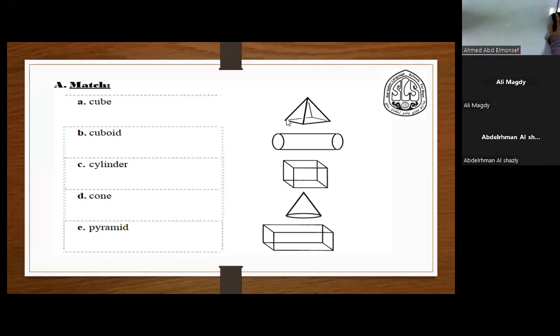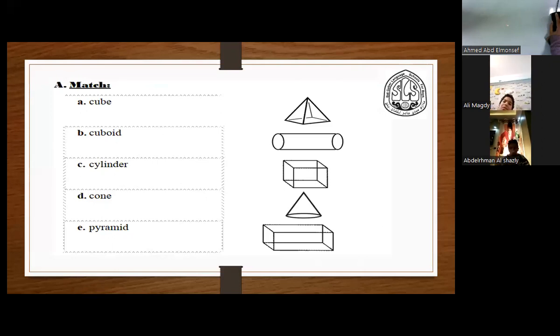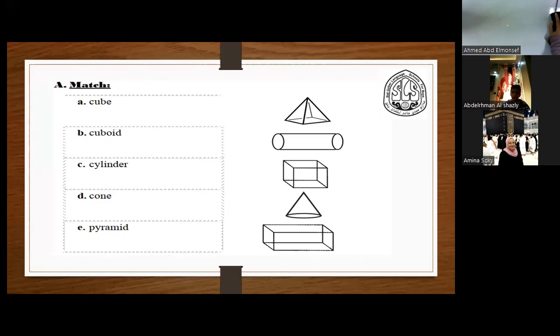Abdulrahman, unmute yourself. Here's the first 3D shape. It's called what? You can see the first 3D shape on the right side. You can see this.